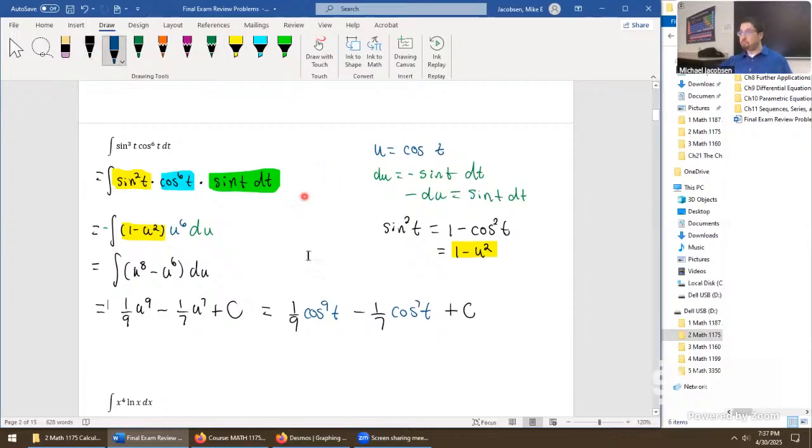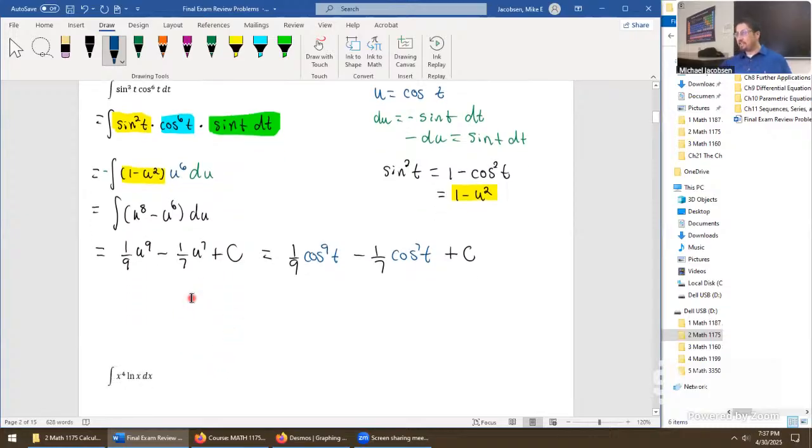Well, any questions at all, folks, doing that integral there? Okay, well, one down on the list. Let's run through the next ones.